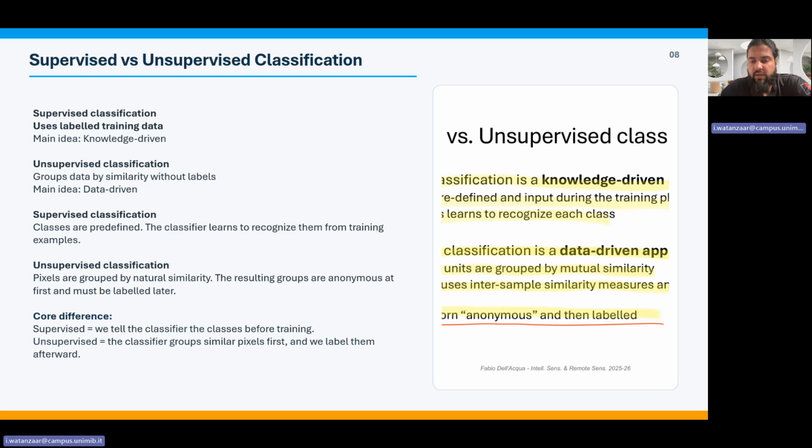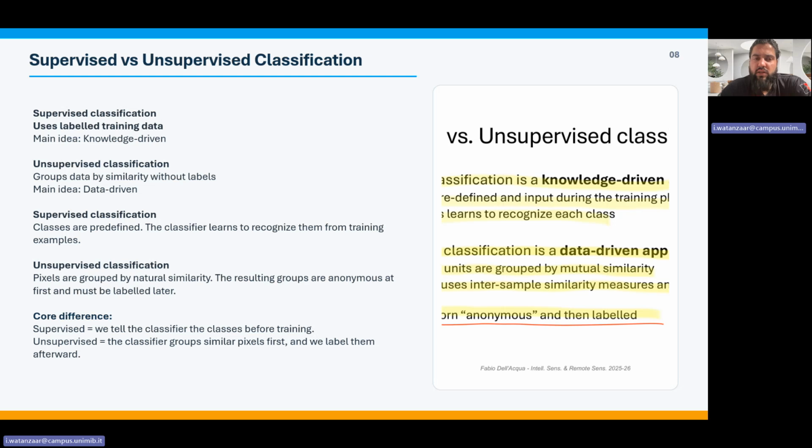When we have a new input or Earth observation data, the classifier is just comparing it according to each classification unit: this pixel value belongs to which class. This is the simple idea. The classifier learns to recognize from training examples. Exactly, in the training they are learning from those.